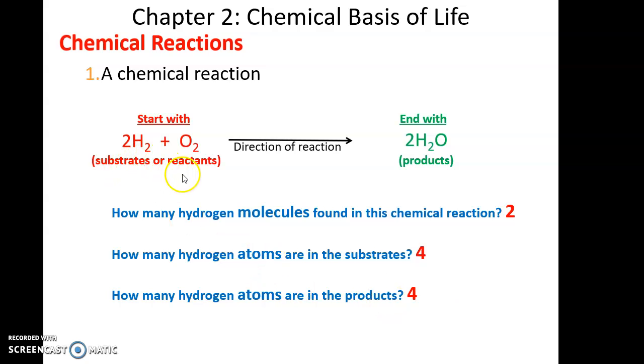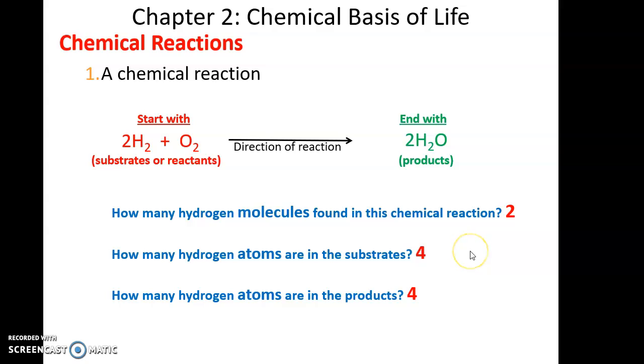So there are two hydrogen molecules. The big 2 next to the H little 2 means there are two hydrogen molecules. Each hydrogen molecule is made up of two hydrogens. So how many hydrogen atoms are in the substrates? Well, you take the big 2, multiply it by the little 2, that is 4. So there are 4 hydrogen atoms making up the substrates. Then how many hydrogen atoms are in the product? Well, again, you multiply the big 2 by the little 2, and that gives us 4 again. So you'll note that you have the same number of atoms of hydrogen in the substrates as you have in the products.